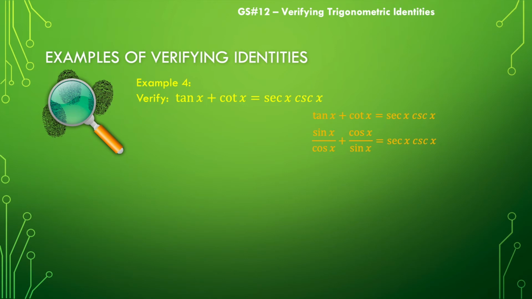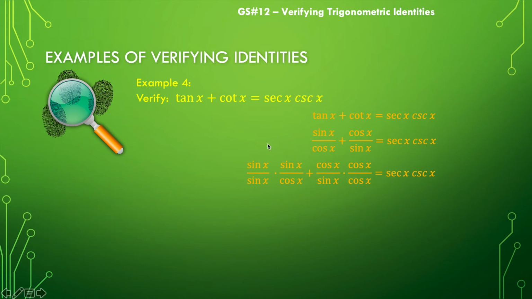So I have sine of x divided by cosine of x plus cosine of x over sine of x. Now I notice I've got two fractions with different denominators. I want to go ahead and combine them and see what happens when I get a common denominator. So I'm going to multiply this first one through by sine of x over sine of x. And I'm going to multiply this second one through by cosine of x over cosine of x. What does that look like?